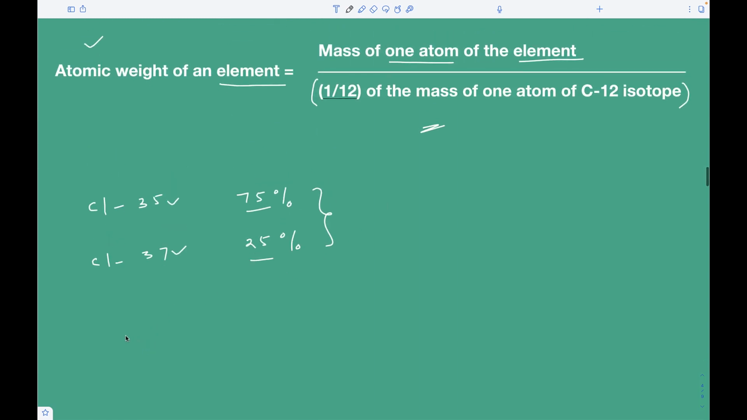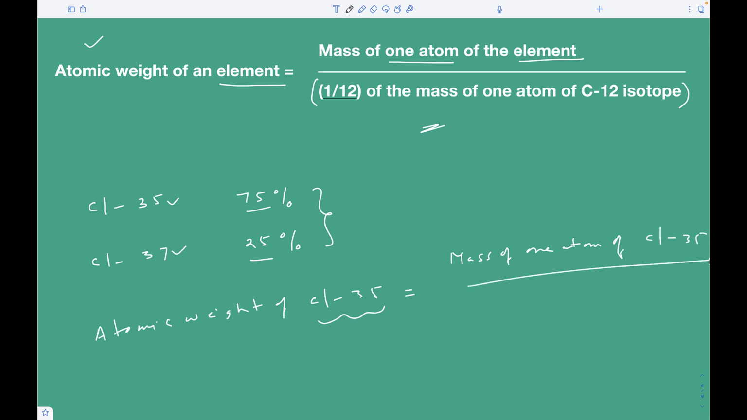Now what is the atomic weight of chlorine 35? From this, you can clearly understand that I am talking about a particular isotope of chlorine called chlorine 35. It will be mass of one atom of chlorine 35 over 1/12 of the mass of a C12 atom. That is our standard or reference.